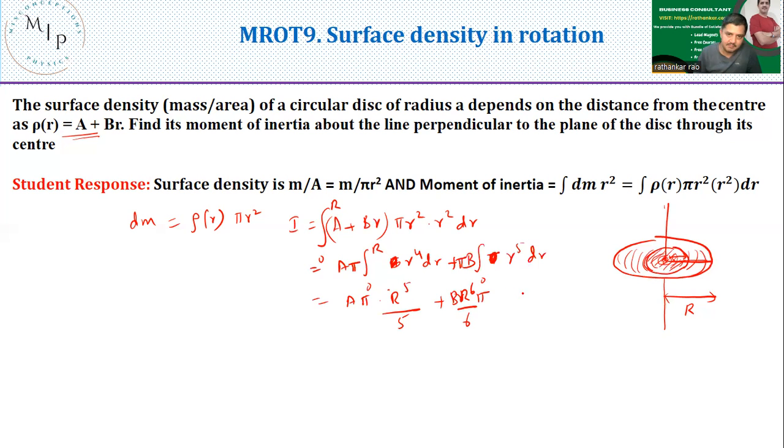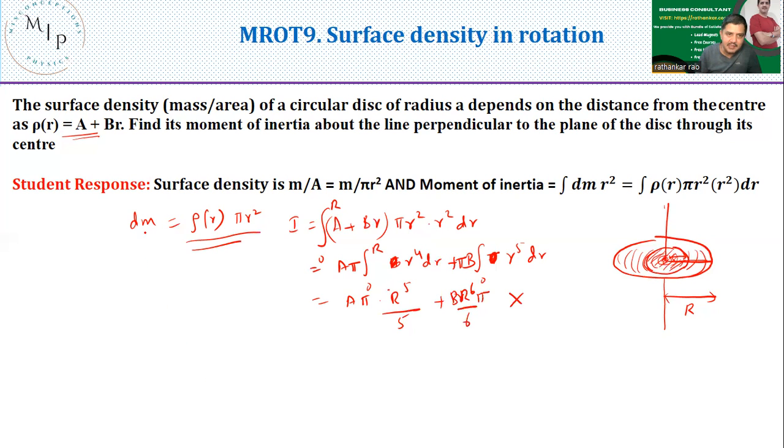Definitely this is incorrect. Why is this incorrect, and why did the student make a mistake like this? Though his approach was almost right. Integration is correct, no issues at all. But the problem lies over here, the mass that he has considered. Let us understand what is the problem over here.